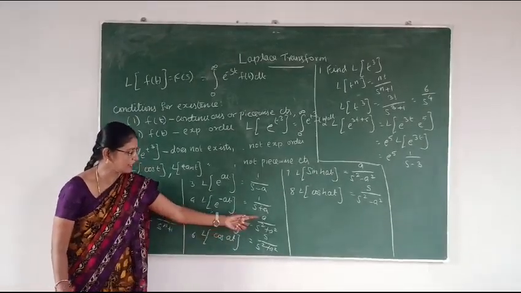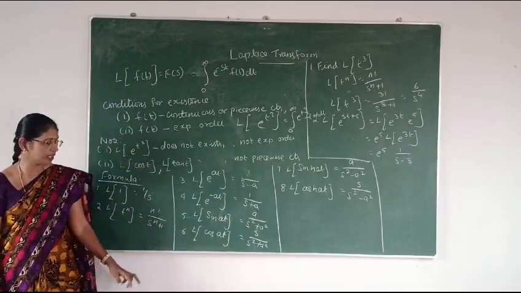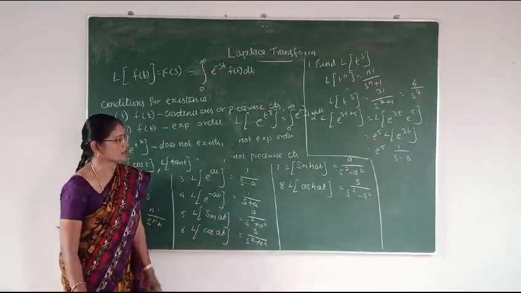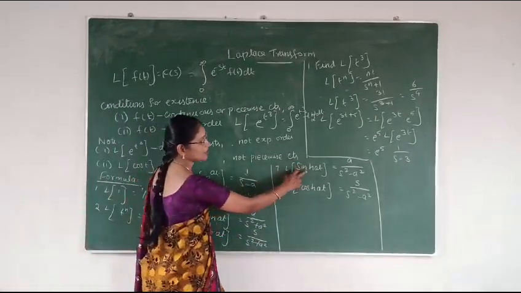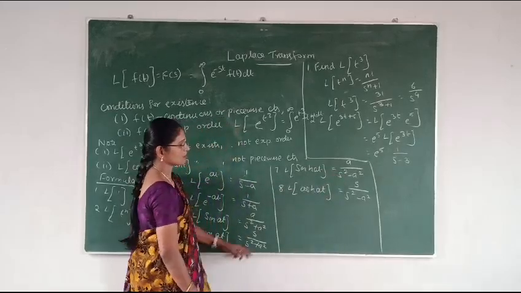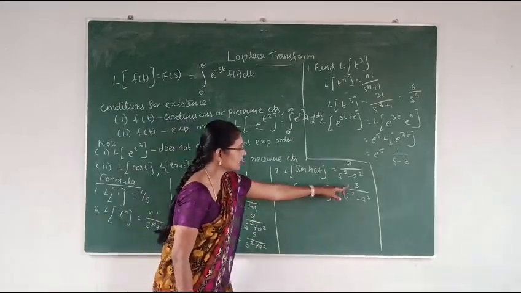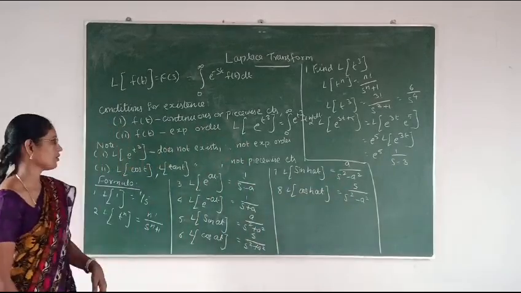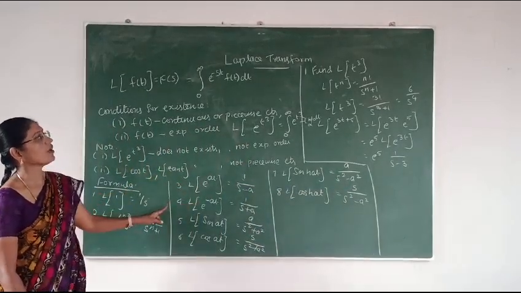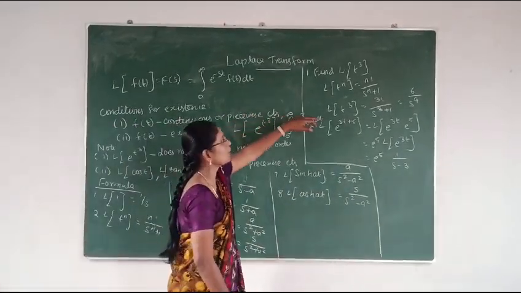Similarly, L of sin at is a by s square plus a square. Cos at is s by s square plus a square. Sinh at is a by s square minus a square. Then cosh at is s by s square minus a square. Now based on these formulas, we'll do some problems.